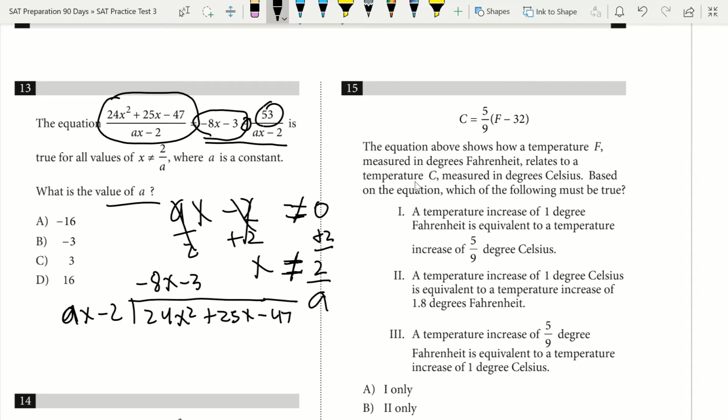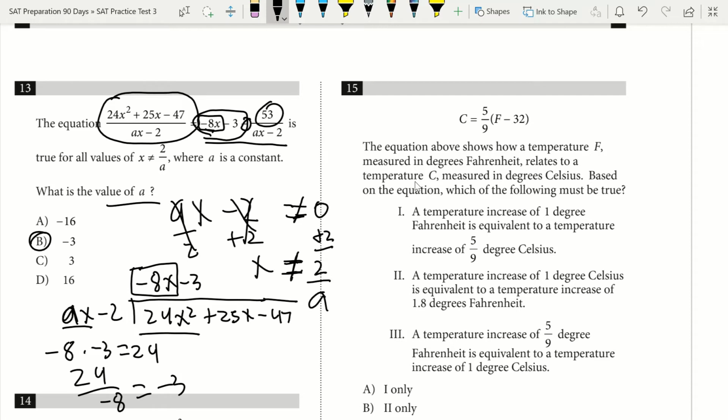That's our remainder. But I can solve this only using the first term because I know that my first term is negative 8x. The question is negative 8x times ax gives me 24x squared. Well, what does a have to be then? A has to be negative 3 because negative 8 times negative 3 gives me 24. So what I would do to solve for this is I would do 24 over that negative 8. That would give me negative 3, and I know that negative 3 will be my answer, so my answer has to be B for 13.